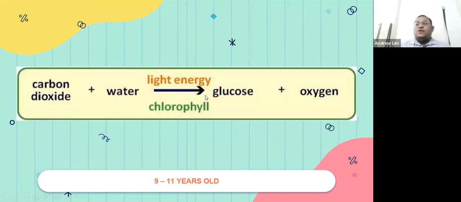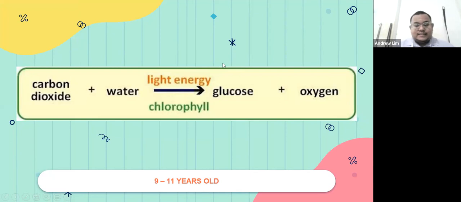So the formula for photosynthesis for 9 years old to 11 years old is carbon dioxide plus water, with the help of light energy and chlorophyll, gives you glucose and oxygen. So this slide, please take note of this slide. It is very important for 9 to 11 years old students.